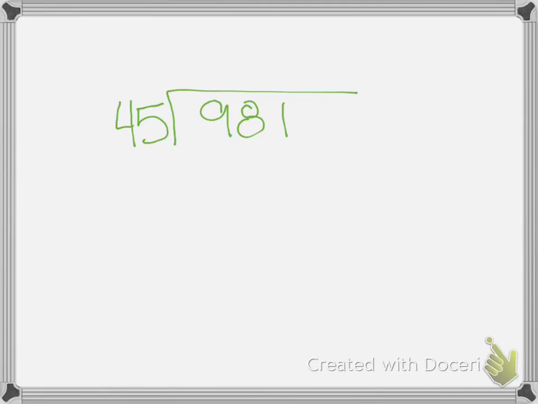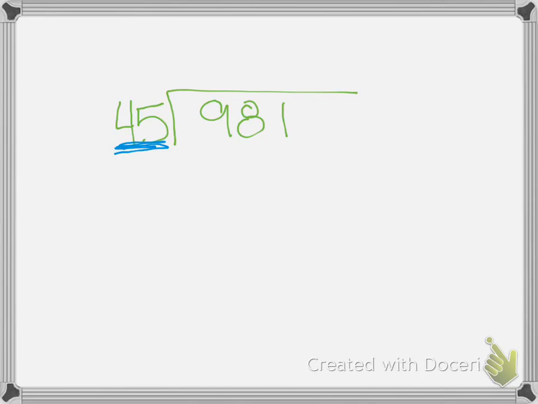So I would like you to copy this problem down. 45 divided into 981. Okay, so the first problem that I would like you to try in your spiral is going to be 45 divided by 981. So ask yourself, where do you start? Well, we cannot just start with the 4 or the 5. We have to start with the whole number of 45.